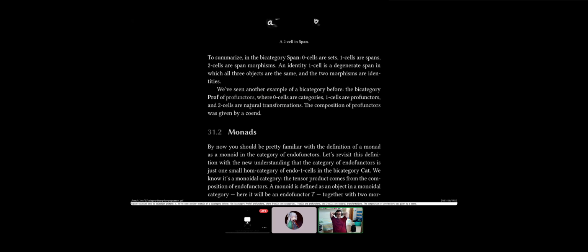An identity one cell is a degenerate span in which all three objects are the same and two morphisms are identities. So in this case you have this object, and then you have an arrow pointing to itself and another arrow pointing to itself. Instead of pointing to A, A would be equal to Y, but that would be a span from Y to Y, I guess. Well, it would be the identity span basically. Yes. Okay.